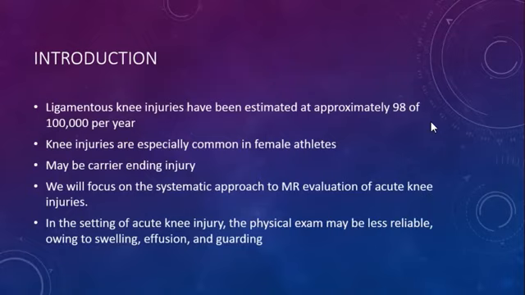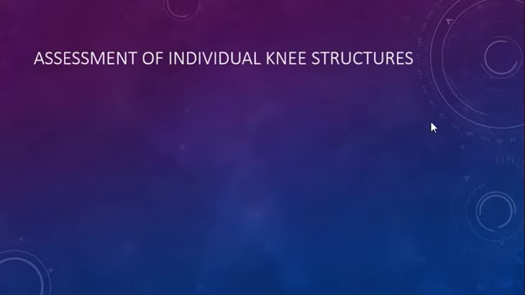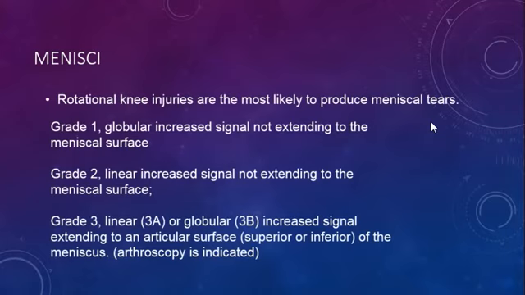we should keep in mind that in the setting of an acute knee injury, the physical examination will be limited due to the pain, swelling, guarding, effusion. So MRI will be a very important exam for the immediate evaluation of the acute knee injuries. First of all, we will provide a rapid, thorough assessment of the individual structures of the knee, starting with the menisci. Menisci are usually torn due to rotational injuries that are most likely to produce meniscal tears.